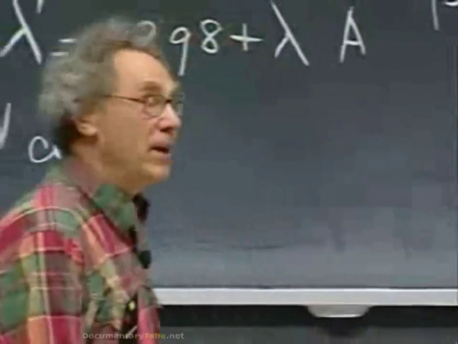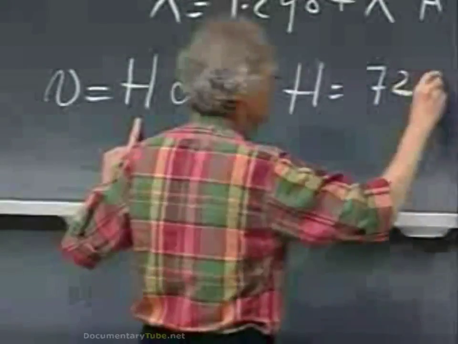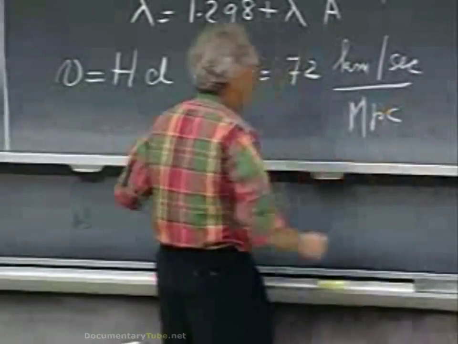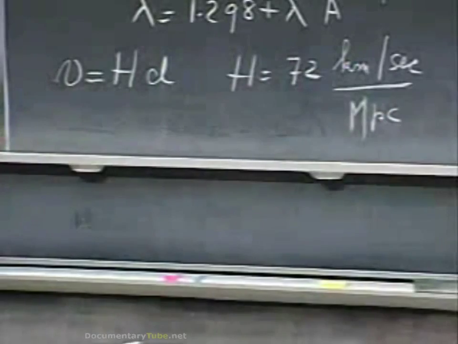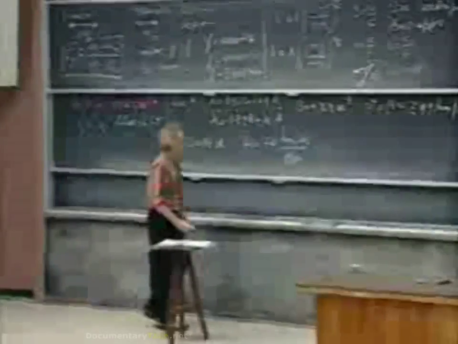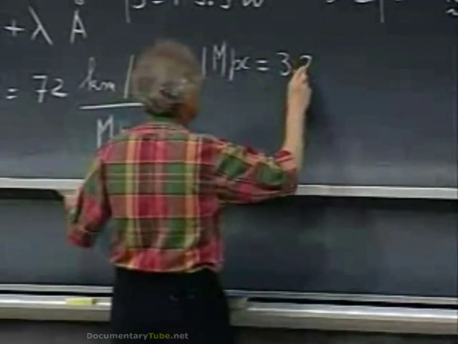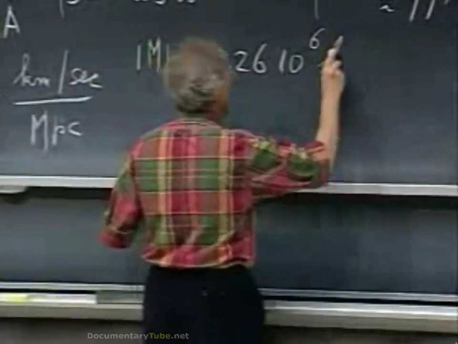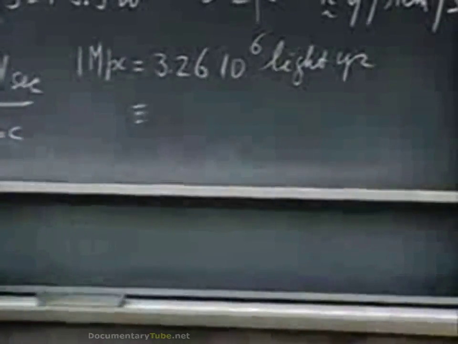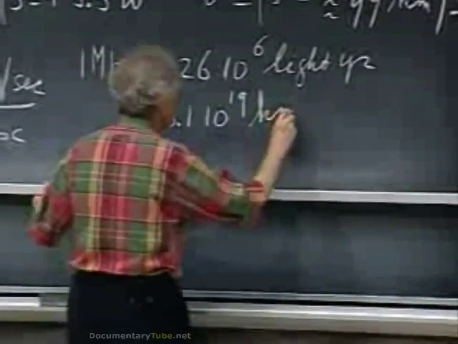And the modern value for H is 72 kilometers per second per megaparsec. What is a megaparsec? A megaparsec is a distance. In astronomy, we don't deal with inches, we don't deal with kilometers. That is just not big enough. We deal with parsecs and megaparsecs. And 1 megaparsec is 3.26 times 10 to the 6 light years. And if you want that in kilometers, it's not an unreasonable question, it's about 3.1 times 10 to the 19 kilometers.